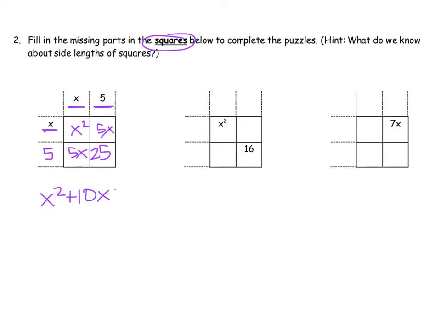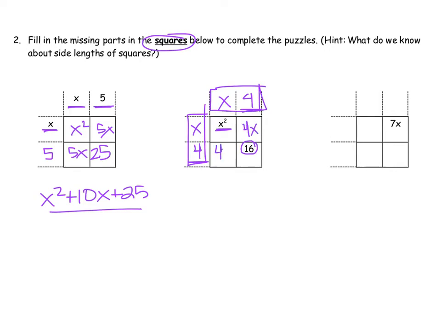In my next problem, I need a 16 here, and I know that these numbers need to be the same, so they must both be 4. Similarly, if I have an x squared here, I need an x and an x here. And now my length and width are the same, making it a square. I have 4x in each of these boxes, and my standard form would be x squared plus 8x plus 16.